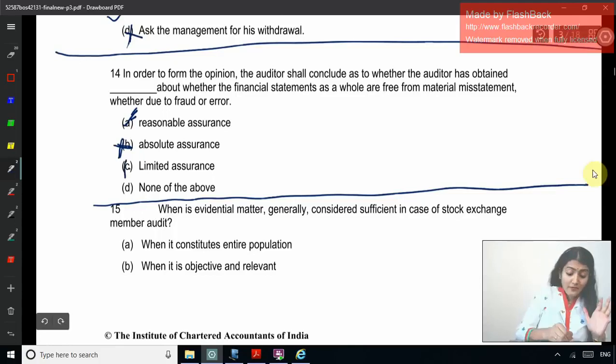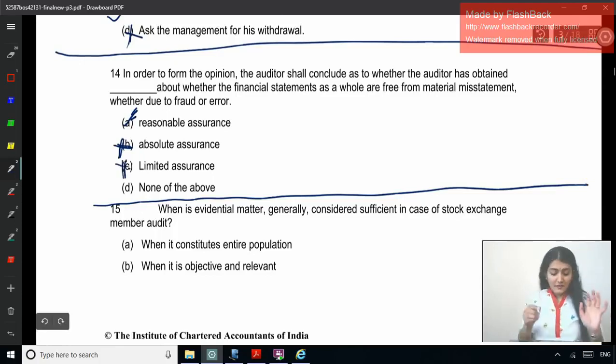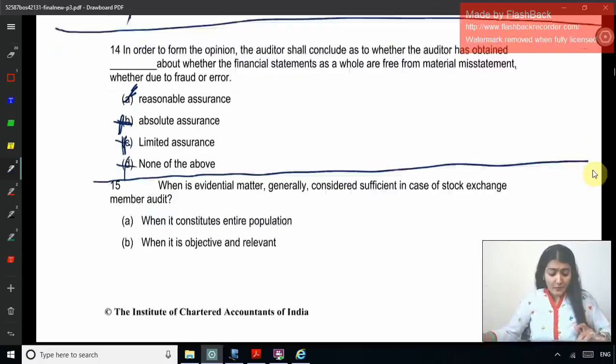Limited assurance we give in case of a review engagement, right? And then none of the above. No, this is not the option. Next one, right? Question number 15.